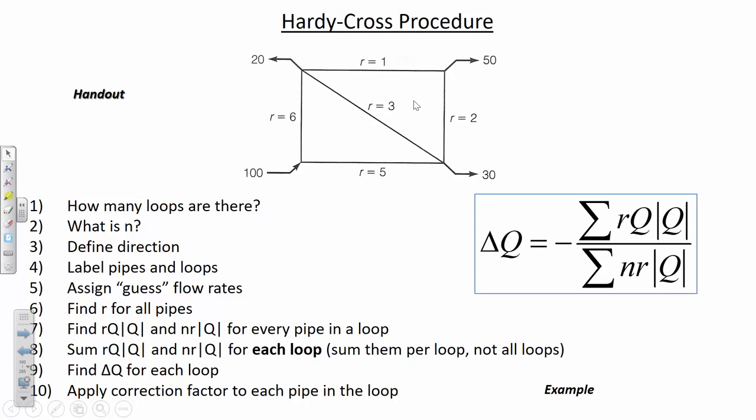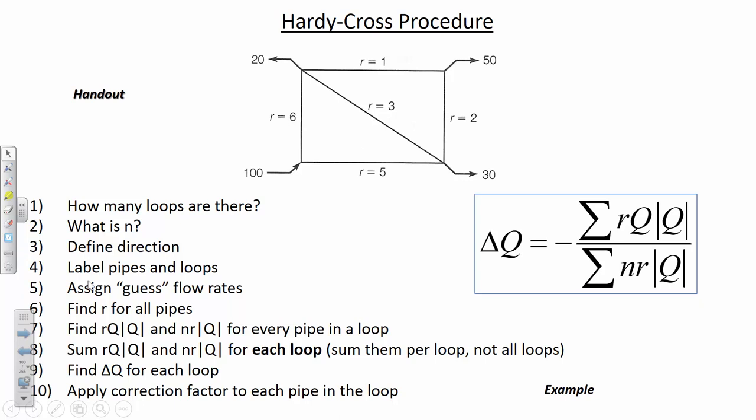Okay, define direction. We have to have some agreed upon system for whether a flow is positive or negative based on an assumed direction. Let's use as a convention that clockwise flow is positive. And so if flow is going, for example, from one junction to the other, and it's against this positive notation, then we'd assign it a negative sign. And we have to keep track of the flow direction because it affects whether the pressure is going to increase or decrease along that pipe. So that's why we define this direction. And clockwise is positive. So we'll label the pipes and the loops, and then assign a guess flow rate.